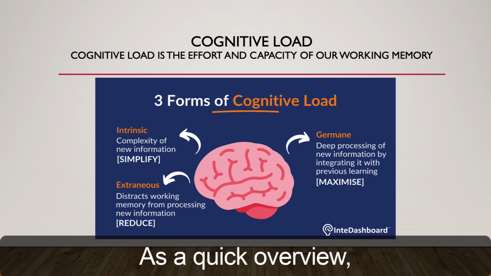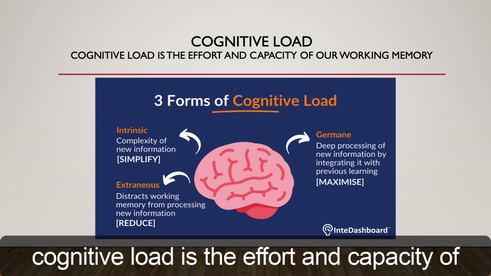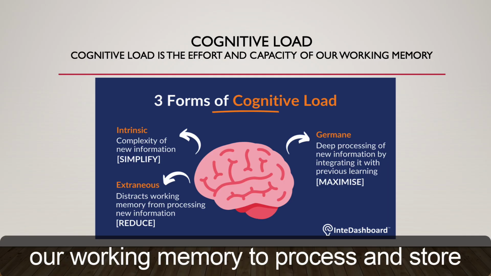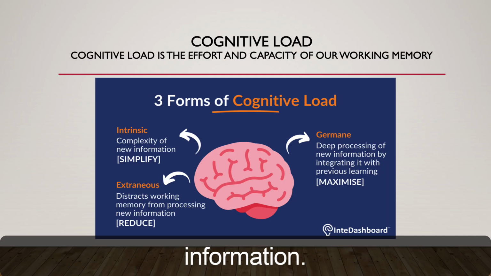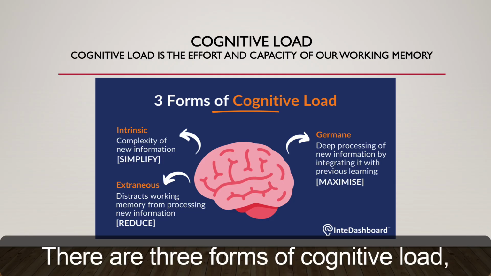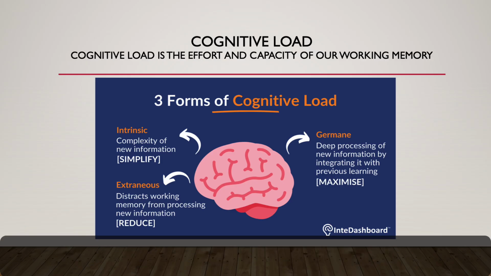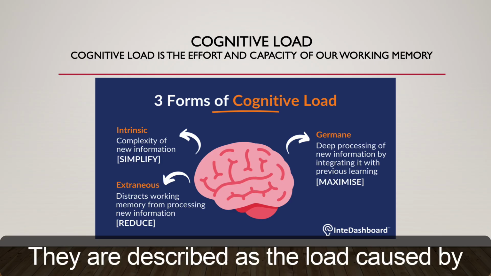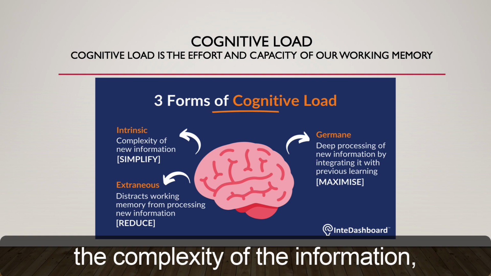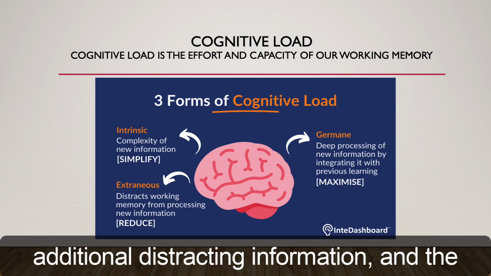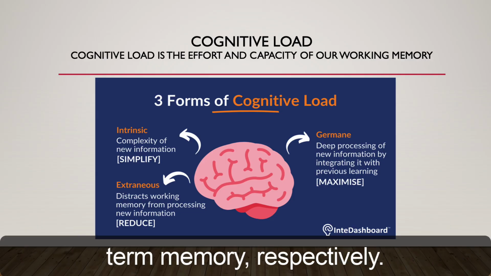As a quick overview, cognitive load is the effort and capacity of our working memory to process and store information. There are three forms of cognitive load: intrinsic, extraneous, and germane. They are described as the load caused by the complexity of the information, additional distracting information, and the integration of the new information into long-term memory, respectively.